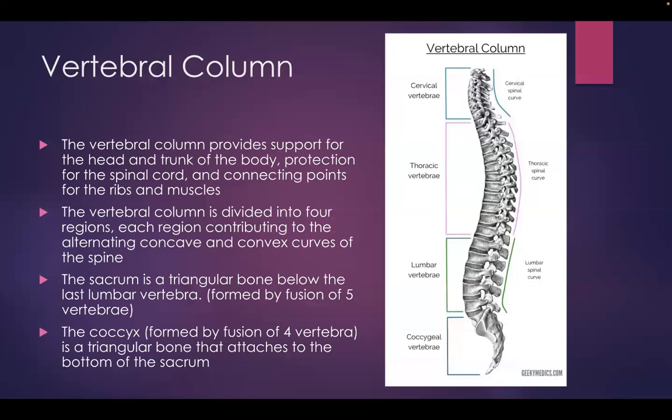The vertebral column provides support for the head and trunk of the body. It protects the spinal cord. It's the connecting point for ribs and muscles. It's divided into 4 regions, each region contributing to the alternating concave and convex curvatures.